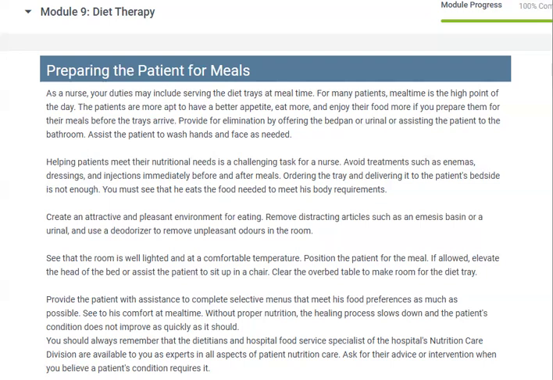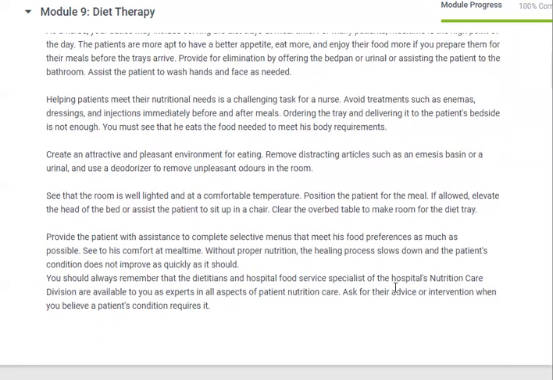Without proper nutrition, the healing process slows down and the patient's condition does not improve as quickly as it should. You should always remember that the dietitians and hospital food service specialists of the hospital's nutrition care division are available to you as experts in all aspects of patient nutrition care. Ask for their advice or intervention when you believe a patient's condition requires it.